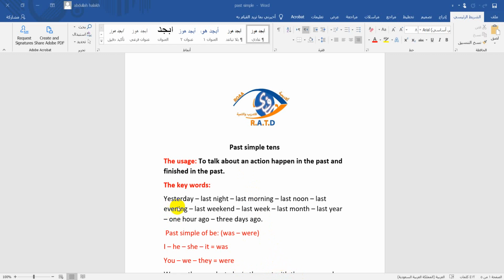The keywords are yesterday البارحة, last night الليلة الماضية, last morning الصباح الماضي, last noon الظهيرة الماضية, last evening المساء الماضي, last weekend نهاية الأسبوع الماضي أو عطلة الأسبوع الماضي, last week الأسبوع الماضي, last month الشهر الماضي, last year العام الماضي. Also you can say last Saturday السبت الماضي, last Friday الجمعة الماضية. إذا كلمة last هي مثلها مثل كلمة every في زمن الحاضر البسيط، ولكن الاختلاف بالمعنى.